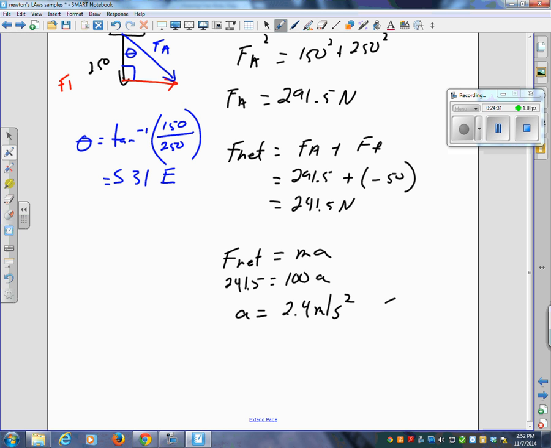Do I need an angle with that? No. Yes, I do. How come? It's a vector. Acceleration is a vector.